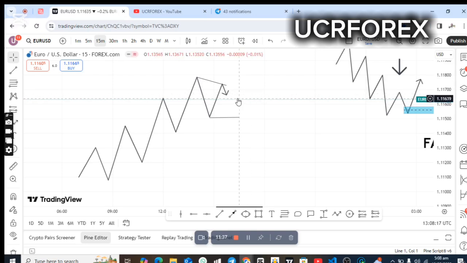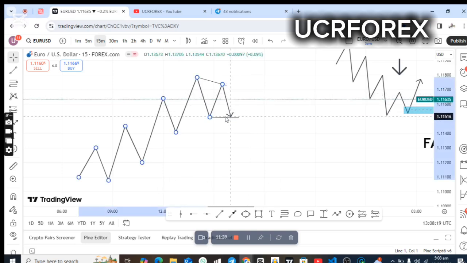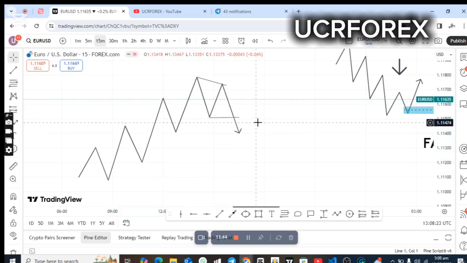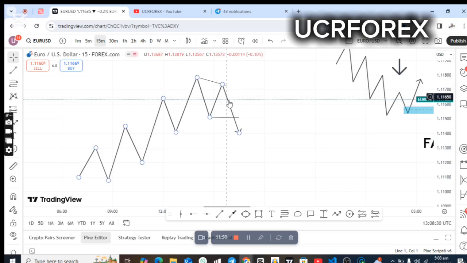Now, the person that uses change of character will wait for price to take out this particular low. He will have to wait for price to take out this low. But you that are already getting in very, very early with that particular failed swing high or low have capitalized on all these sells.